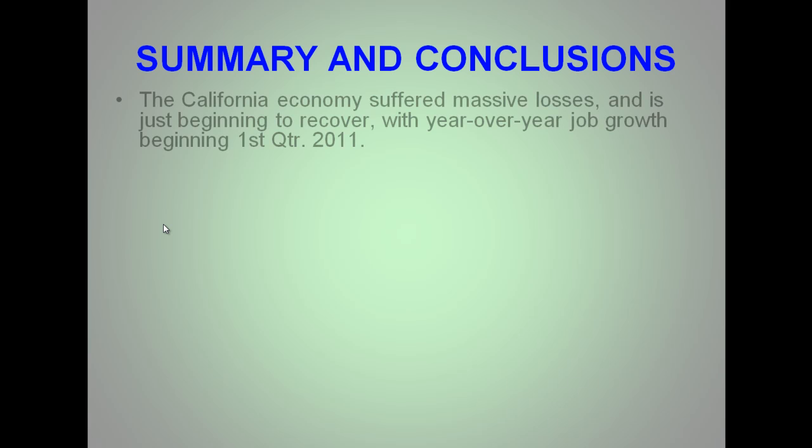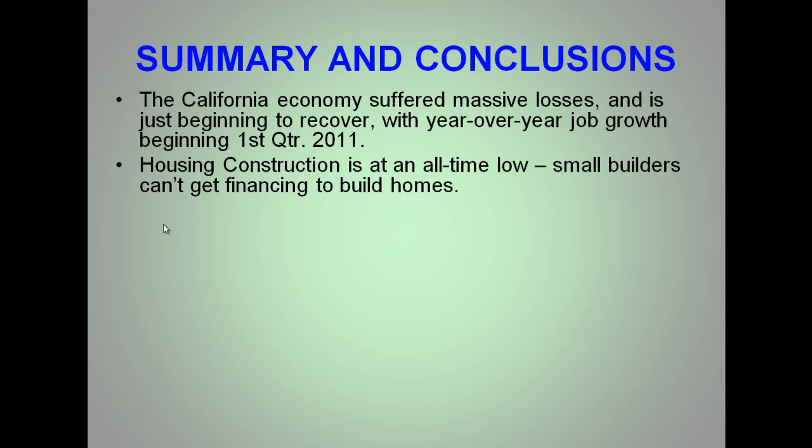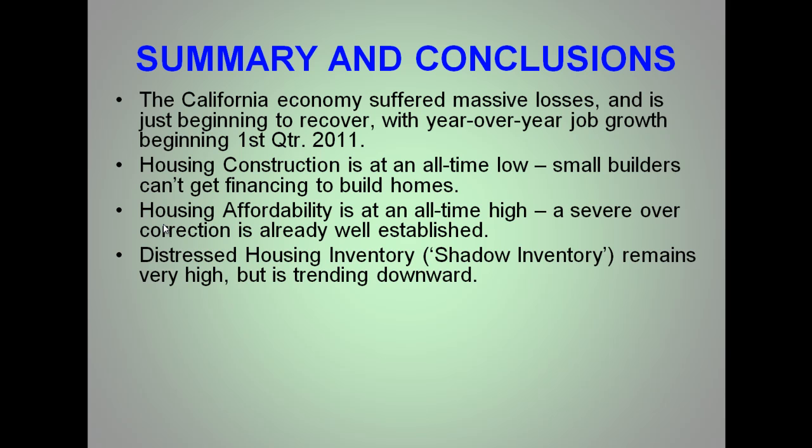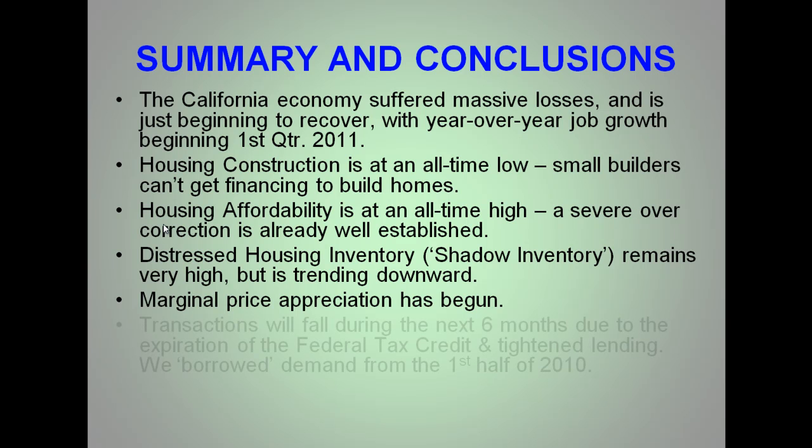So in summary, California's economy has suffered massive job losses. It's just beginning to recover. We won't see that year-over-year job growth until first quarter of next year. Housing construction is at an all-time low, very difficult to get financing. Housing affordability is at an all-time high. Distressed housing inventory remains very high, but it's trending downward. Marginal price appreciation has already begun. We think that continues, unfortunately, for the next 6 months. It's at a lower level than it has been during the past 6 months.